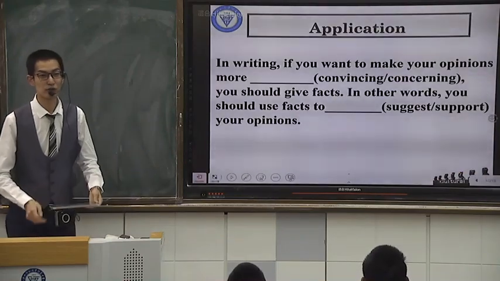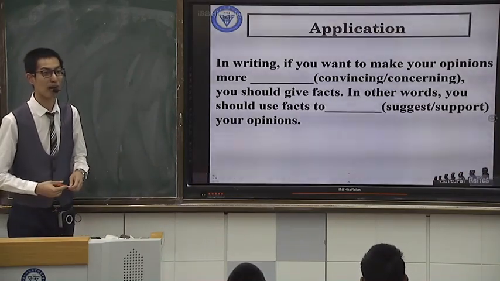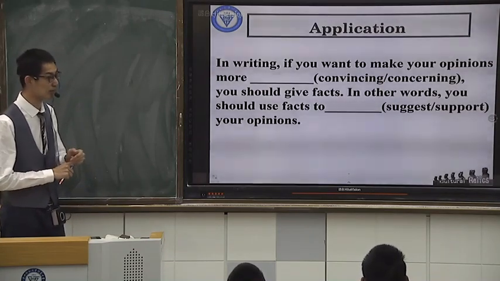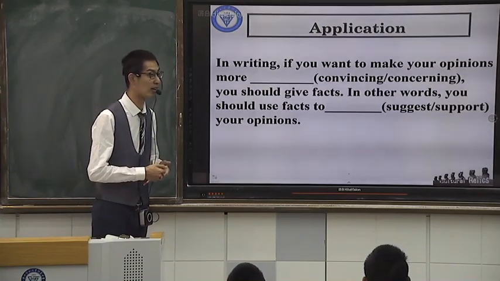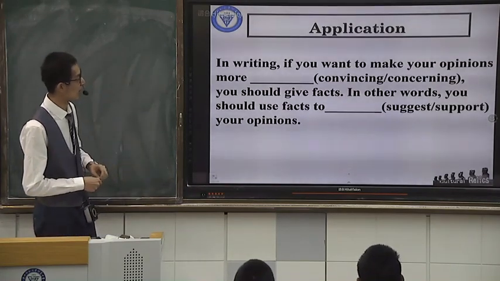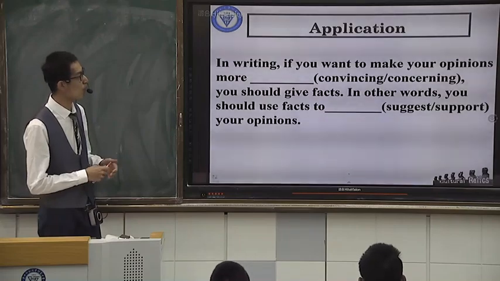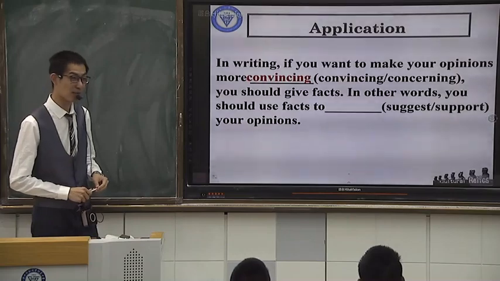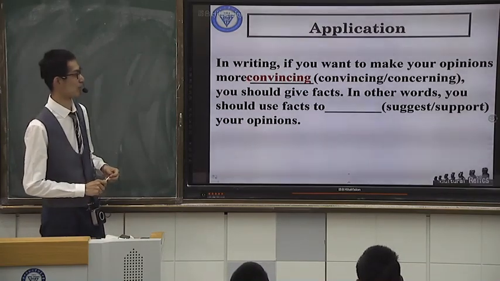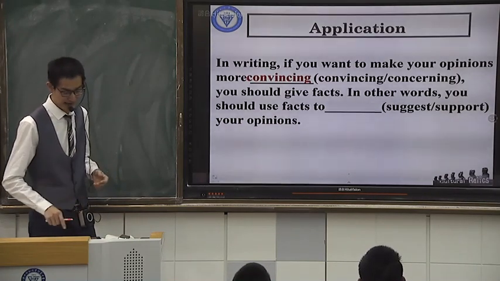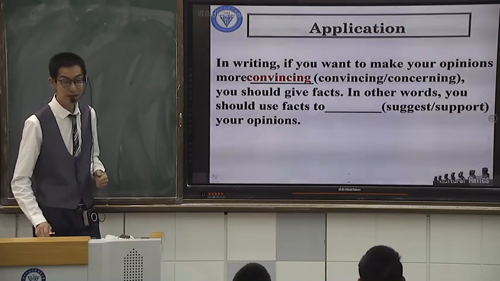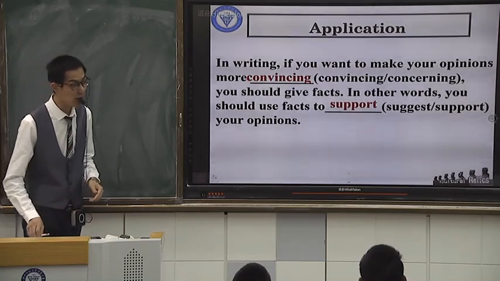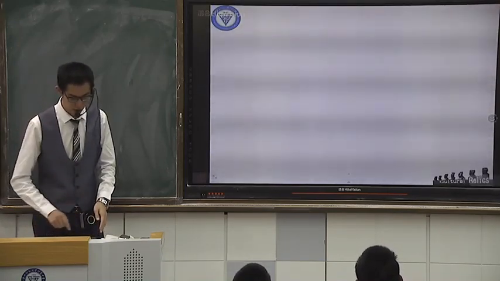So how are we going to apply what we learned today? Okay, we read the concepts of fact and opinion in reading, and we can use them in our writing. In writing, if you want to make your opinions more convincing, remind me, what does convincing mean? Good. You should give facts, right? In other words, you should use facts to support your opinion. Okay? I'm going to show you how.